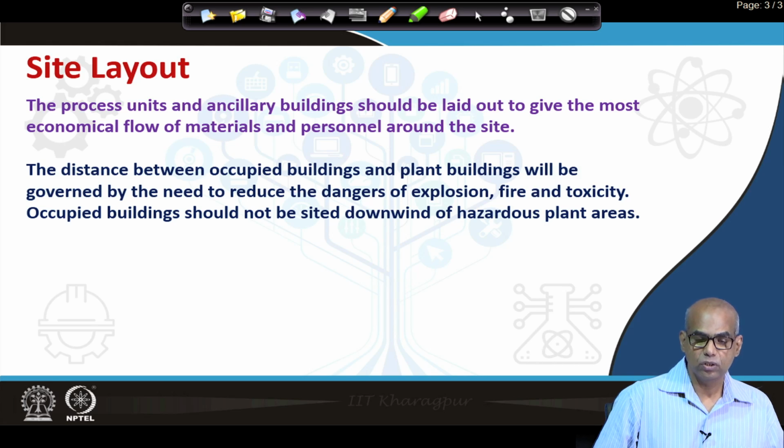Occupied buildings should not be sited downwind of hazardous plant areas. I repeat, occupied buildings should not be sited downwind of hazardous plant areas. They should be sited upwind.